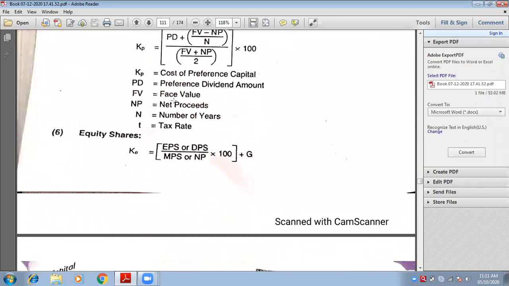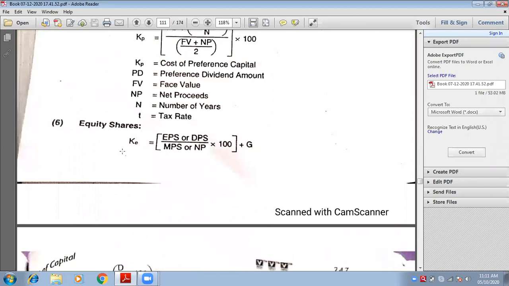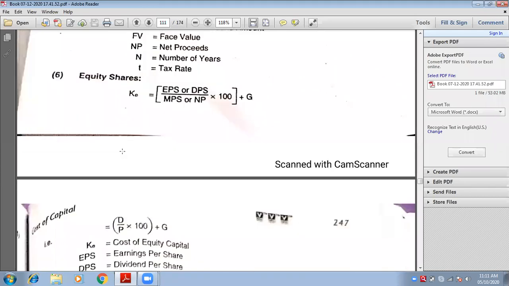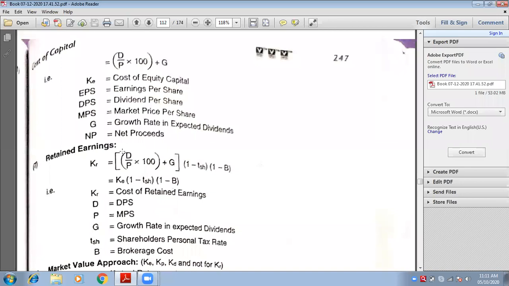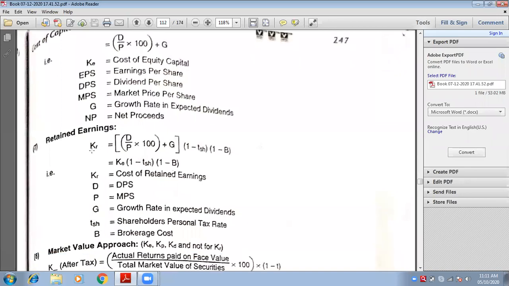Next we have KE. What is KE? Cost of equity shares capital. Yes. Then retained earnings, KR. Cost of retained earnings.